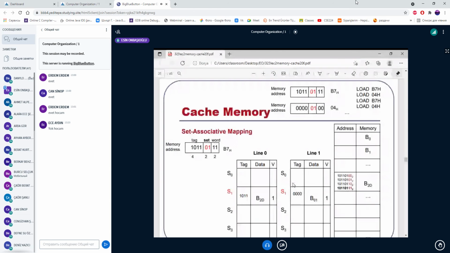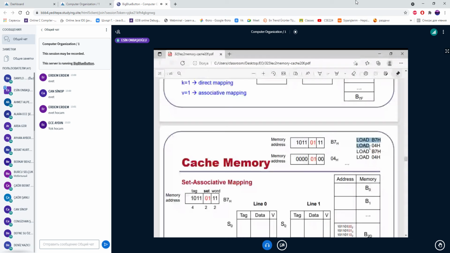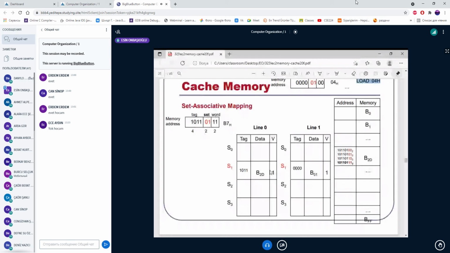So let's come to our example, block B7 and 04. There are 4 sets, and in each set there are 2 lines. Now block 2D is mapped to set 1. Block 01 is mapped to set 2. Again set 1, but one of them is mapped to line 0, the other one to line 1. So in this way, if in the program they are accessed one after the other, they both are in the cache at the same time. So after the first access, the other accesses will be hits. Now they will not replace each other.